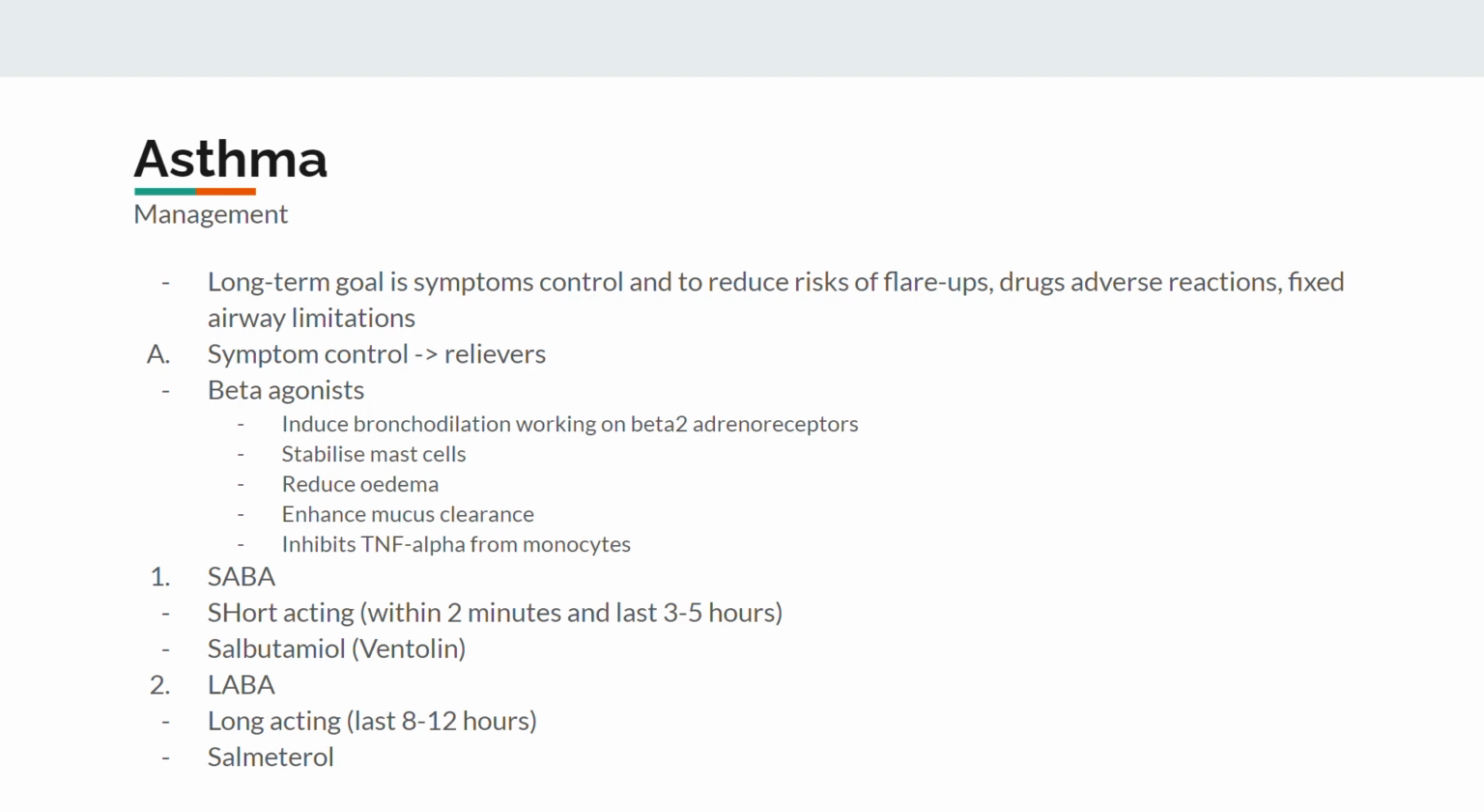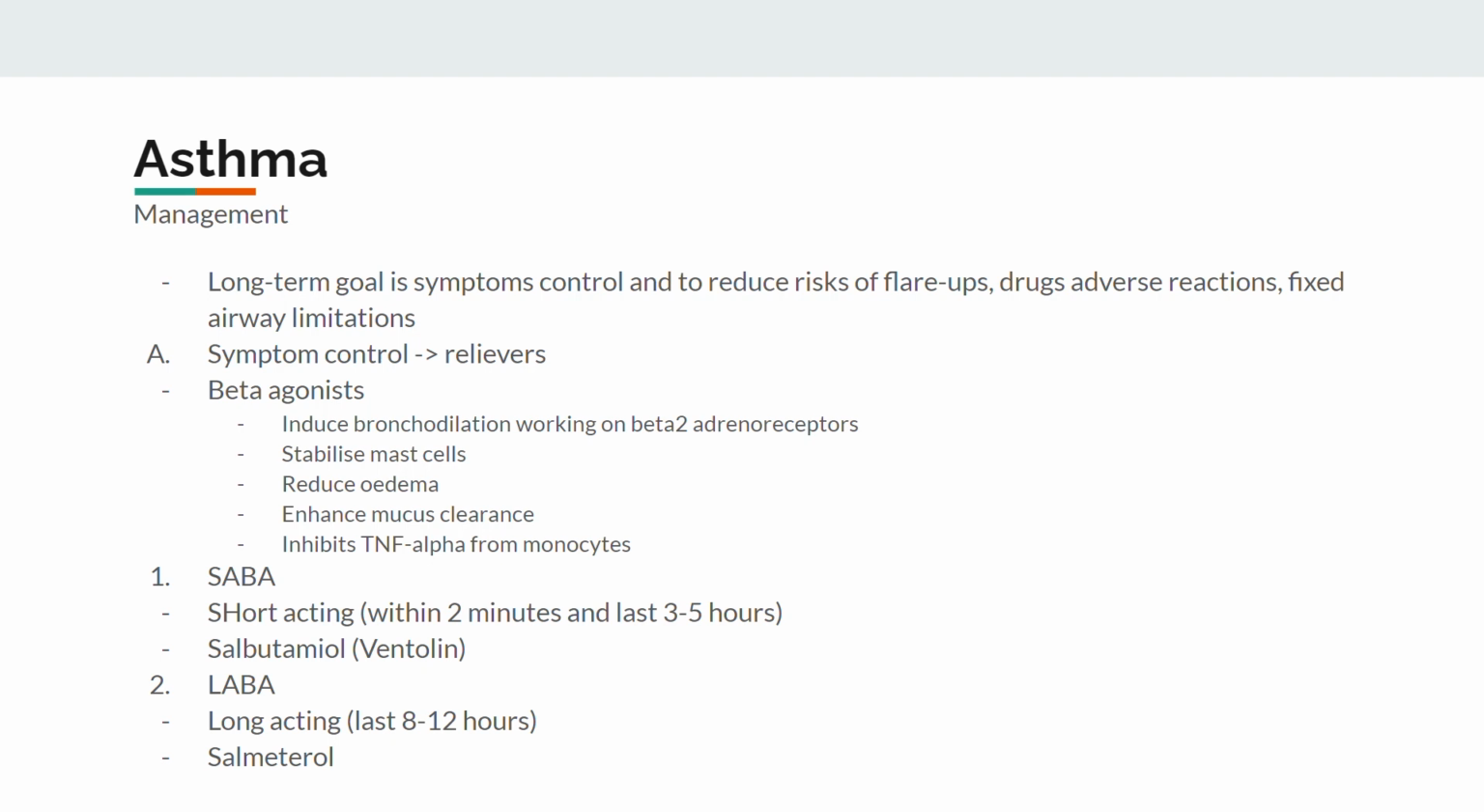So, start with asthma. In terms of the management of asthma, the long-term goal is symptom control and to reduce the risk of flare-ups and adverse drug reactions, and also to reduce the airway limitation. So how this is done is through two main classes of drugs. You've got your symptom control or your relievers. And these essentially work to relieve, as the name implies, the symptoms of an asthma attack or just asthma in general. And so this is done mostly by your beta agonists.